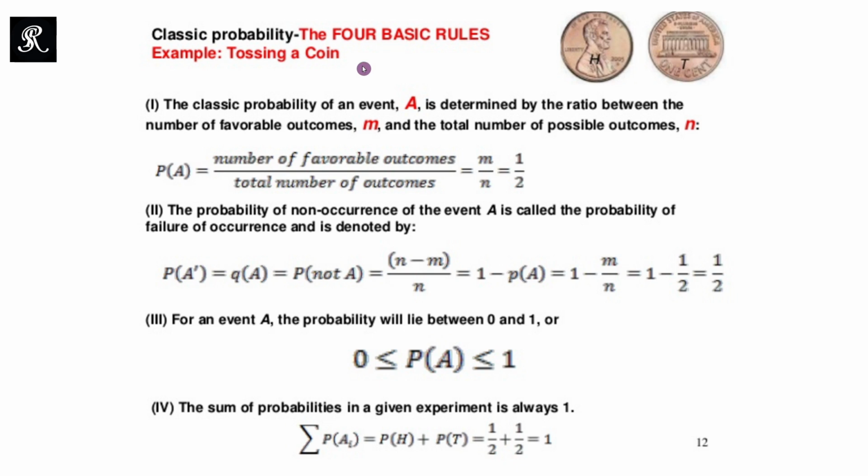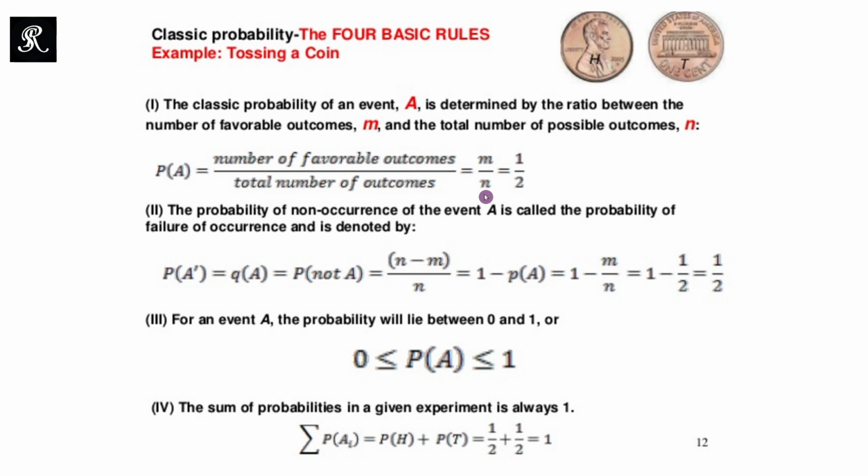Here we'll discuss the 4 basic rules of probability, and we will consider the example of tossing a coin. The first rule is the classic probability of an event A is determined by the ratio between the number of favorable outcomes M and the total number of possible outcomes N. So the formula for the probability of A would be equal to the number of favorable outcomes divided by the total number of outcomes. Here we will use M for the favorable outcomes and N for the total outcomes.